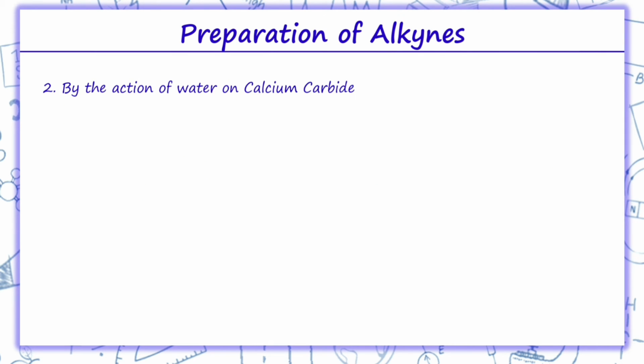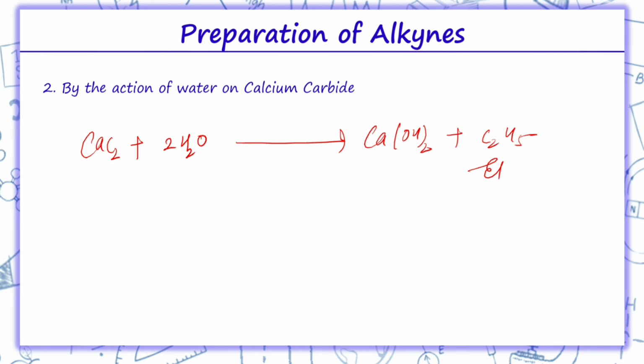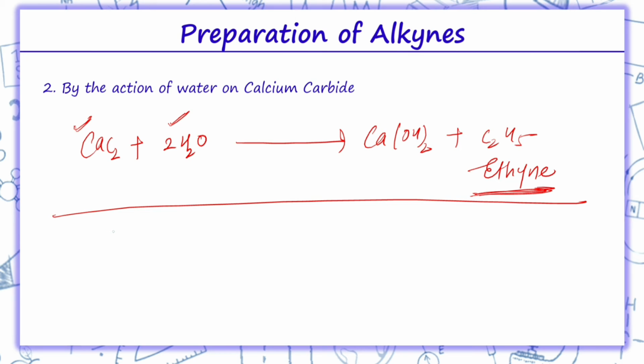The next preparation is by the action of water on calcium carbide. Calcium carbide reacts with water and forms Ca(OH)2 plus C2H2, and this is ethyne. So this ethyne is prepared on a large scale by the reaction of water on calcium carbide. And calcium carbide, how is it produced? When we heat quicklime with coke, we get calcium carbide plus CO.